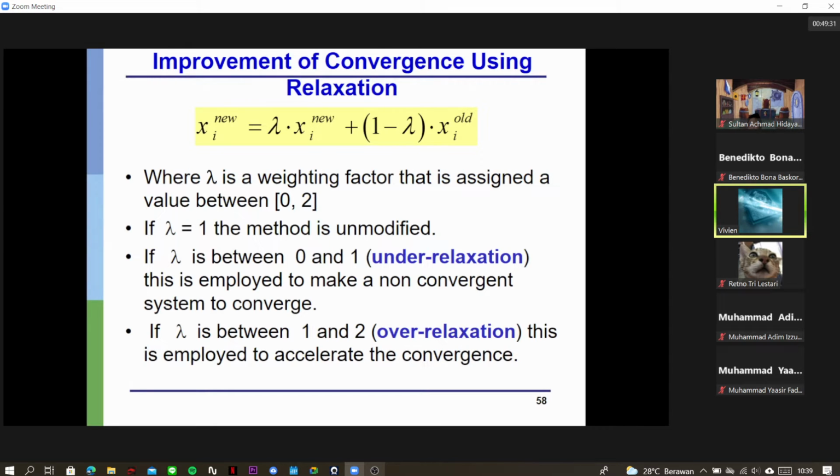So here we have the value of lambda, which is the weighting factor, that is assigned a value between 0 and 2. So what is actually lambda, the weighting factor? Some other books use omega as the weighting factor. So what is actually the relaxation factor? The relaxation factor is that we give a weighting between the new value and the previous value.